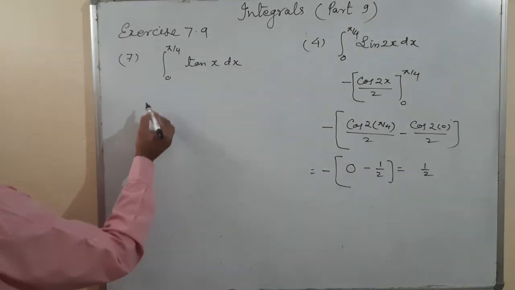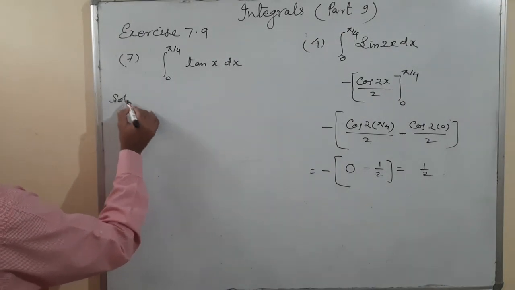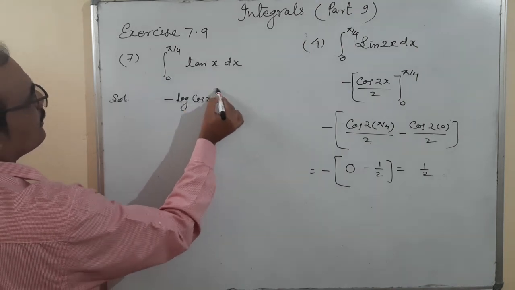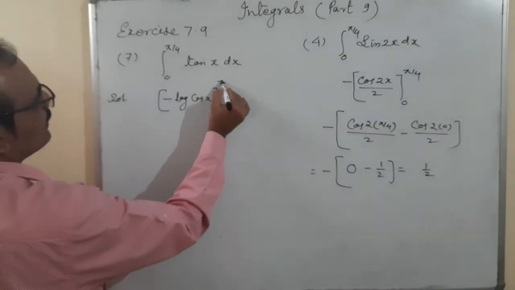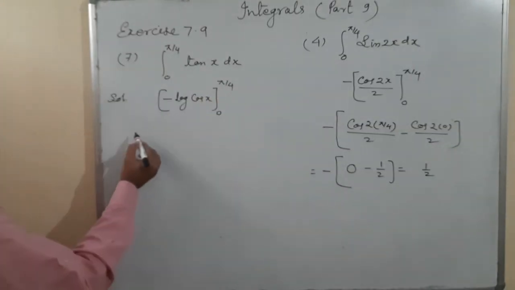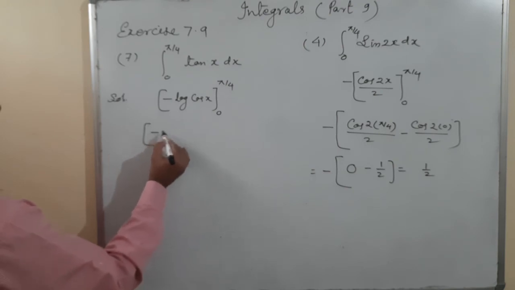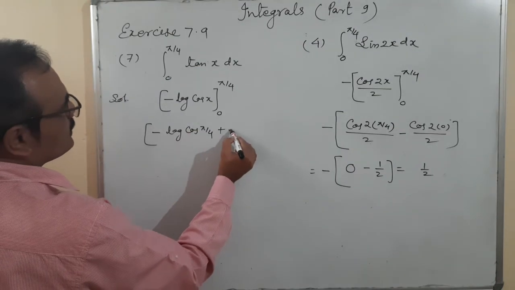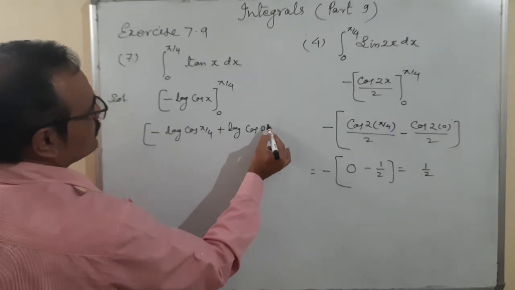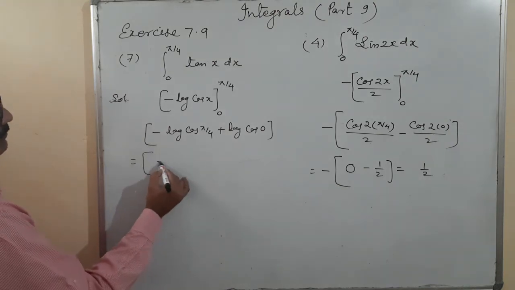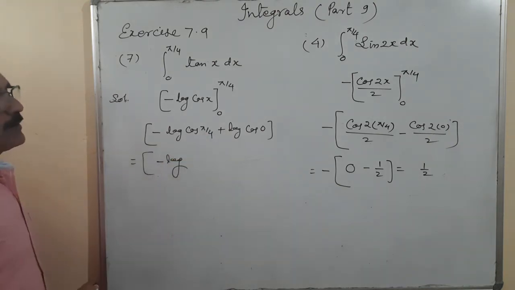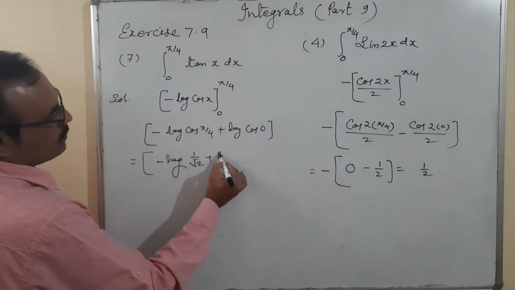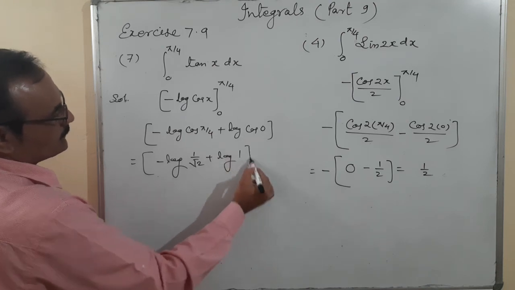Okay, so I can write here minus log cos x, from 0 to pi by 4. The values can be substituted here: minus log cos pi by 4 plus log cos 0. Cos pi by 4, that is cos 45, is 1 upon root 2, plus log cos 0, that is 1.